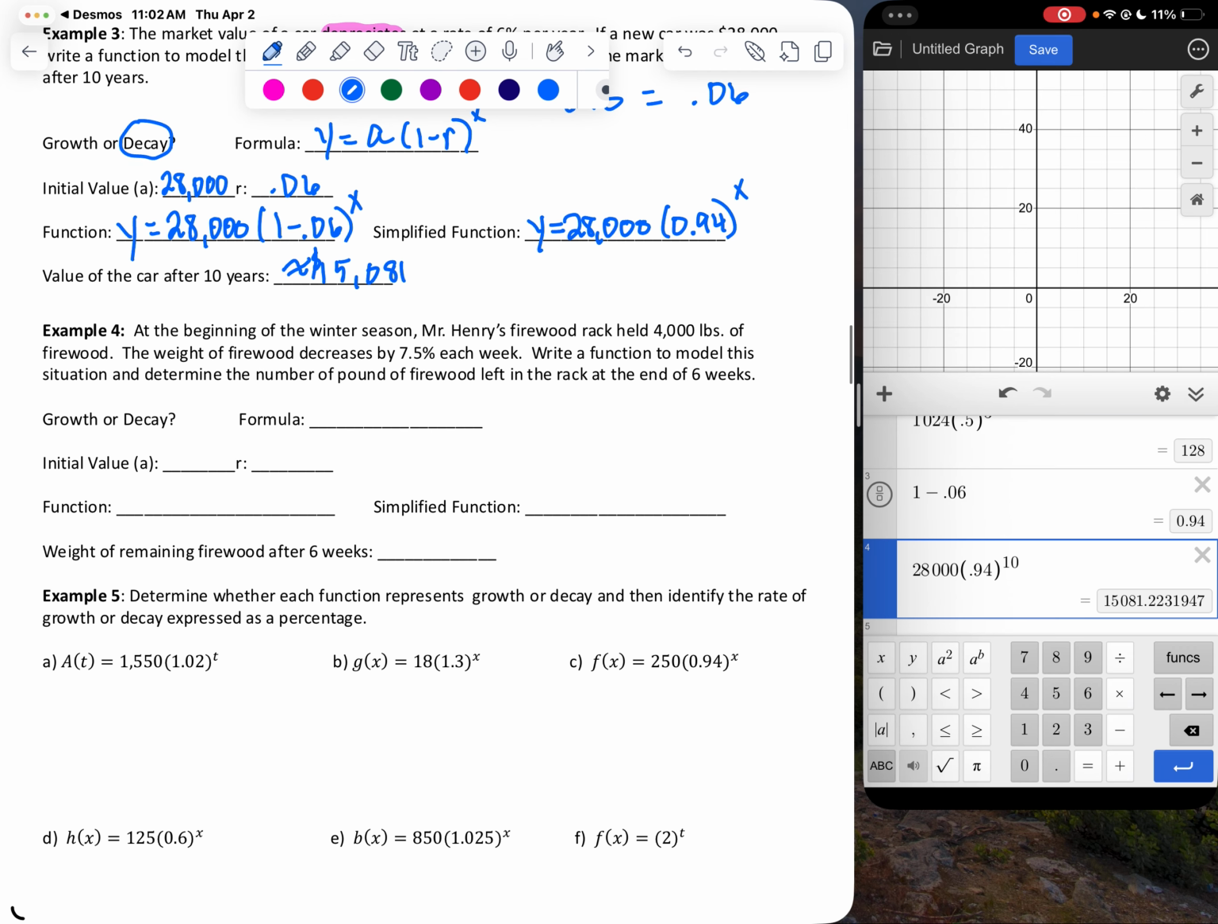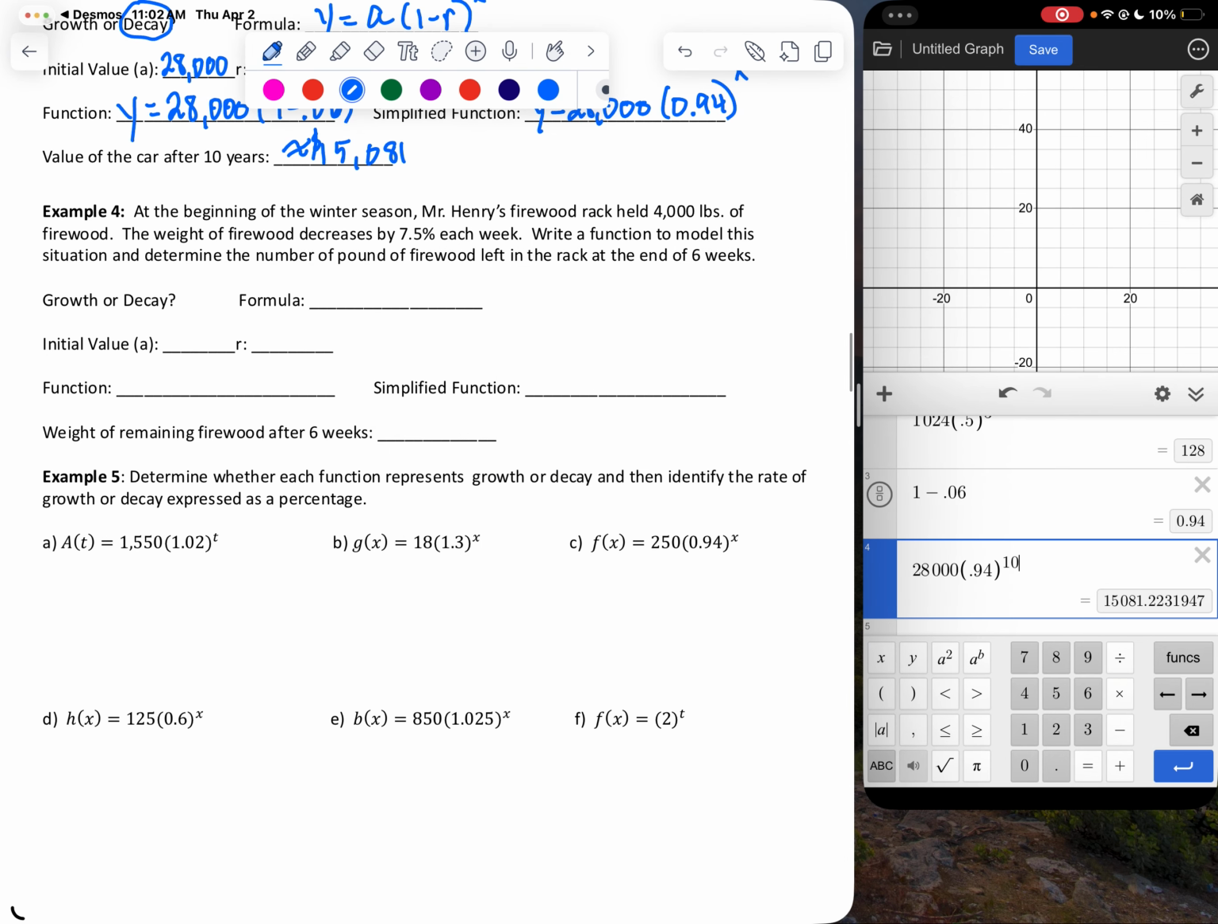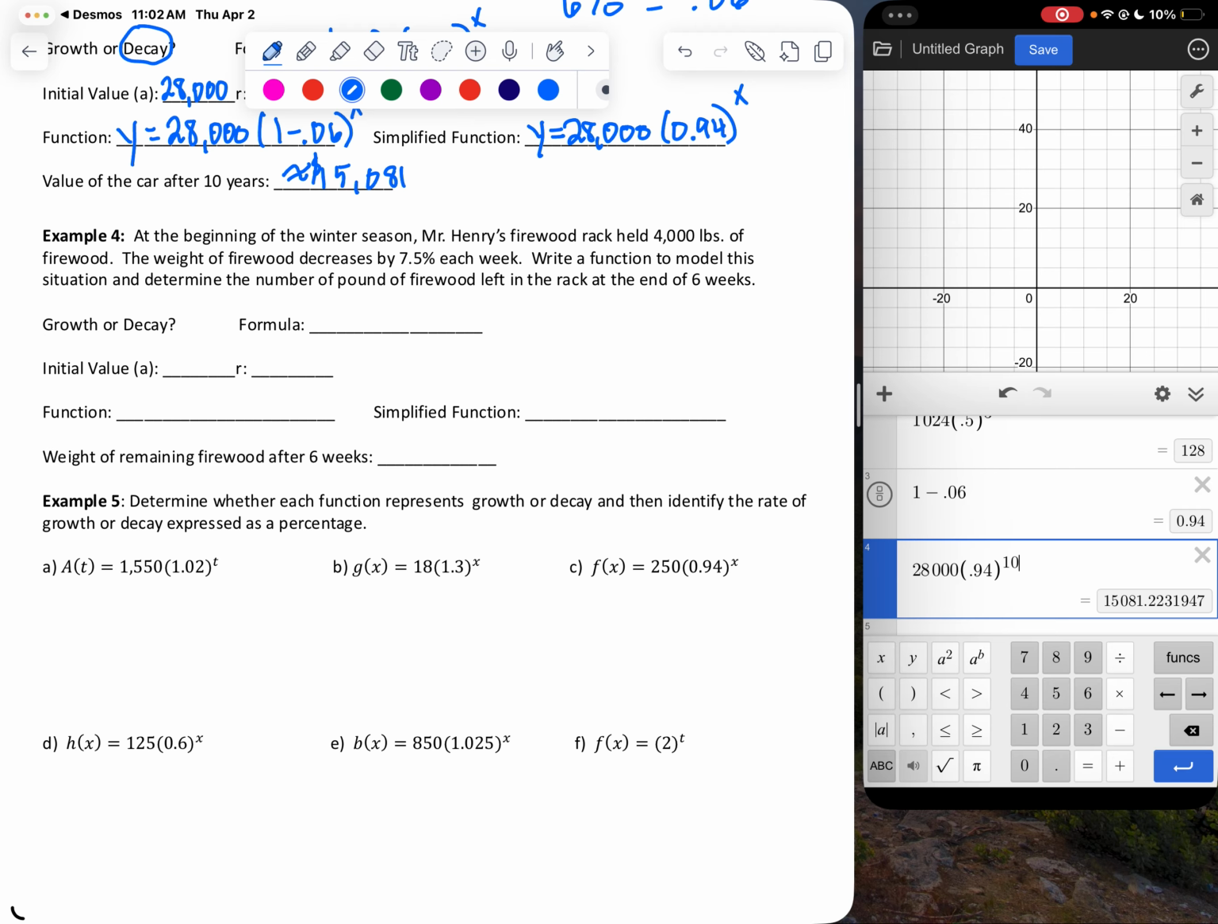All right, example 4. At the beginning of the winter season, Mr. Henry's firewood rack held 4,000 pounds of firewood. The weight of firewood decreases by 7.5% each week. Write a function to model the situation and then determine the number of pounds of firewood left in the rack at the end of 6 weeks. Pause the video and try this problem on your own.